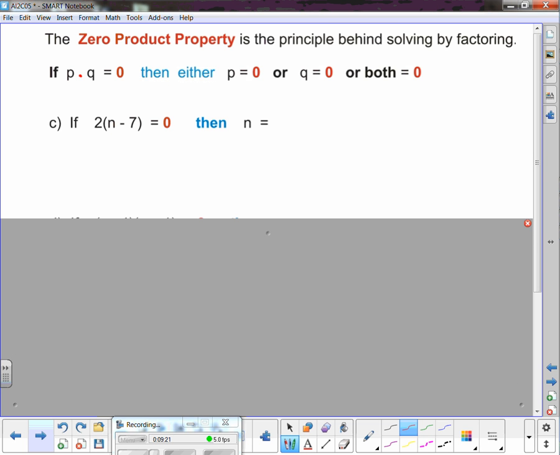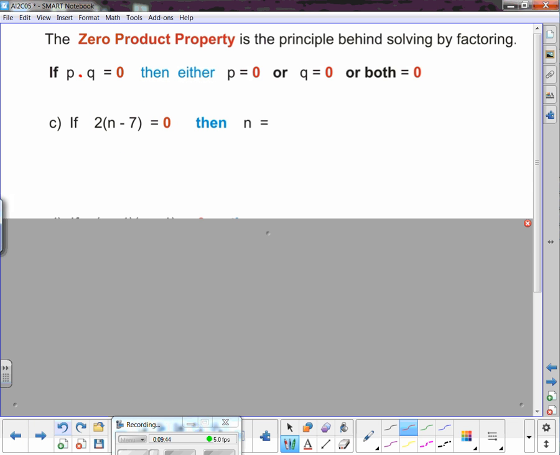And that's the scenario. All right, so now let's step it up. I'm trying to lead you guys somewhere, in a progression. A moment ago, we did something simplistic. How about this scenario? Don't say anything out loud on this one. So here's what we have: 2 times quantity n minus 7 equals 0.